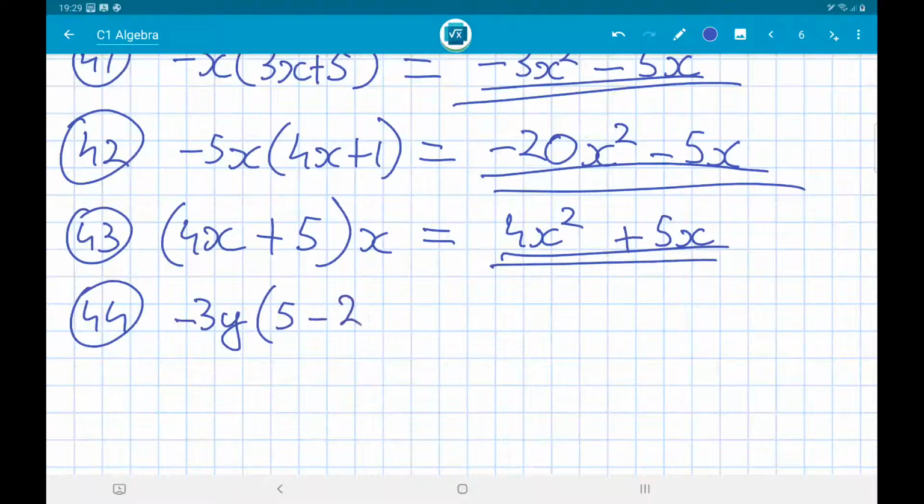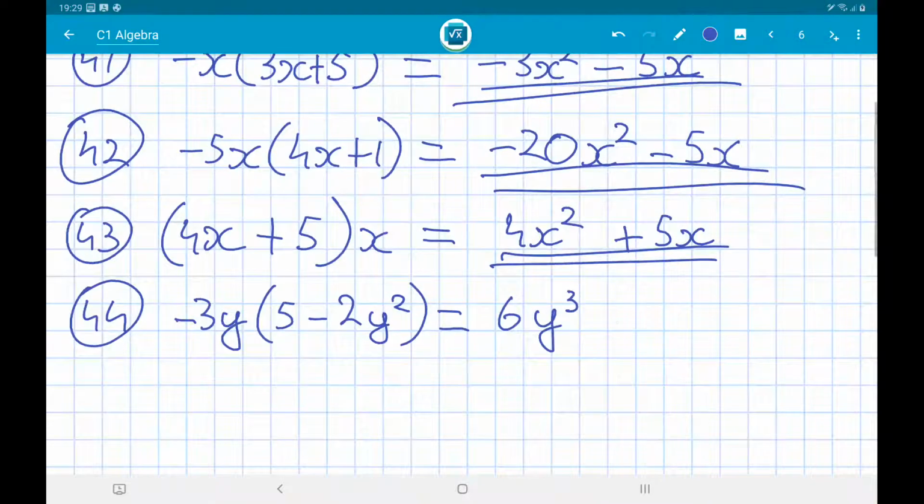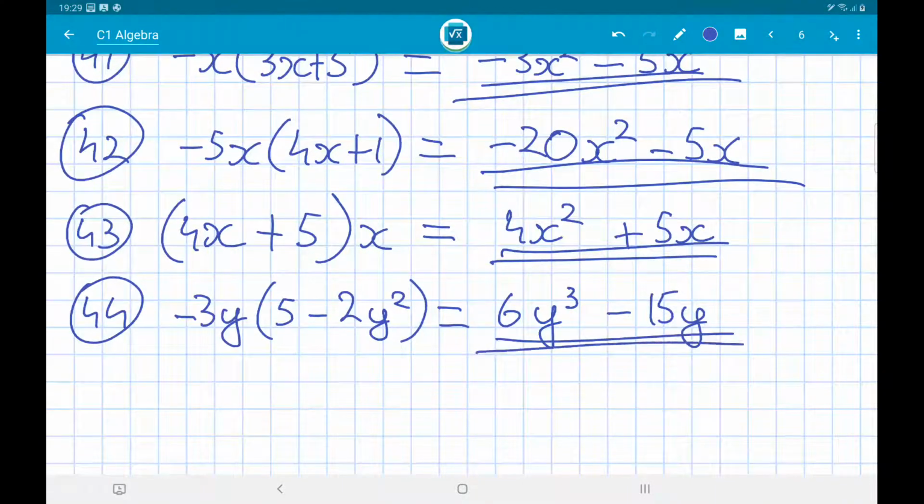5 minus 2y squared. You get a positive 6y cubed. I believe that's right. Yeah, you get a 6y cubed. 100%, yeah. And then you get a minus 15y. And that would be right as well.